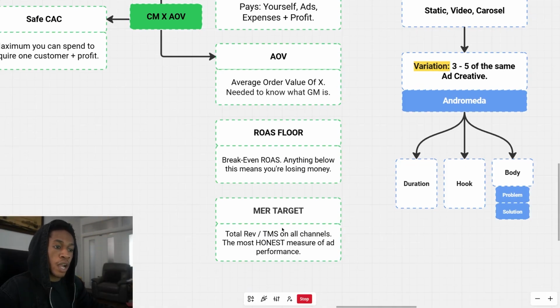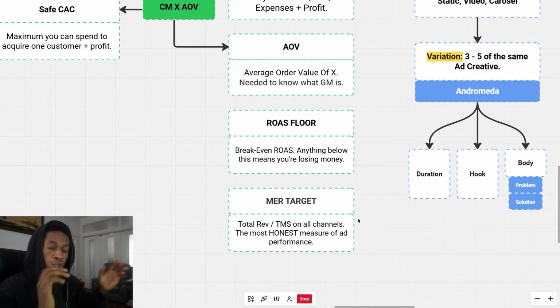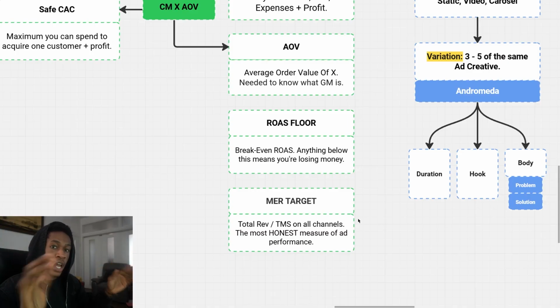The next thing we look at is your MER target. So that's your total revenue divided by your total marketing spend on all channels. Now, the reason why we track MER more than ROAS nowadays is because ROAS doesn't account for your cost of goods. That's why we also look at your contribution margin, because once again, you can have a 5x ROAS, but if your cost of goods is damn near like 10,000, let's just assume it's a crazy number here, but 10,000.